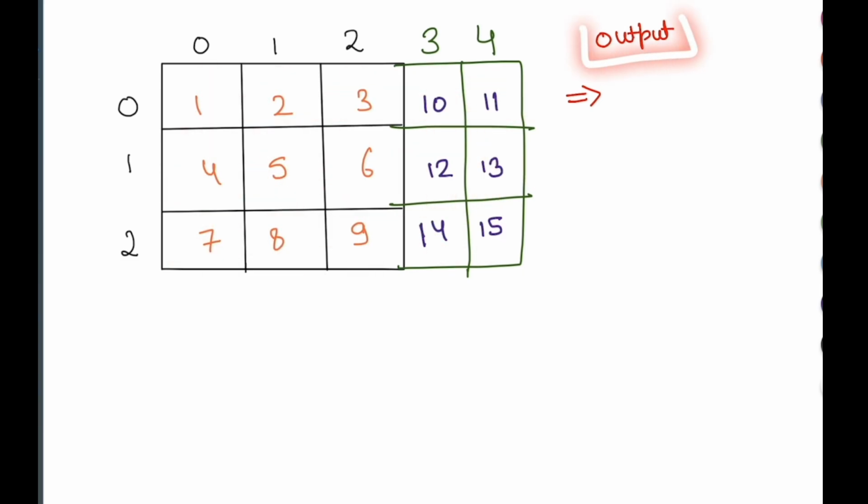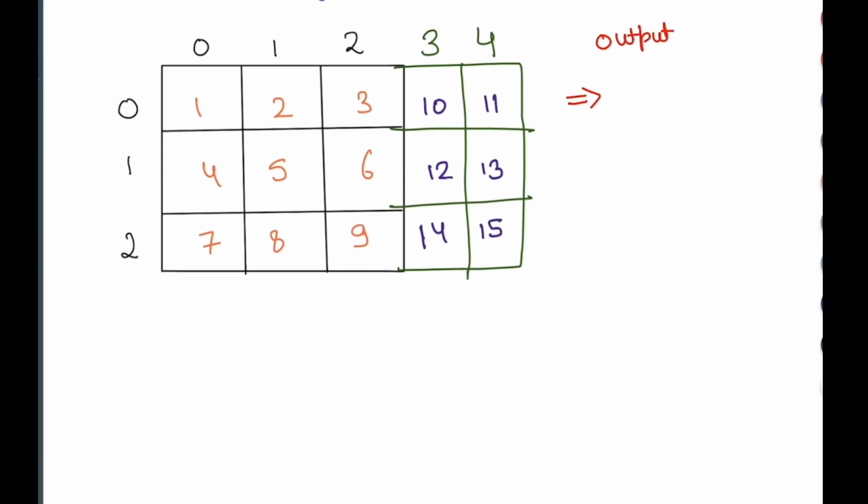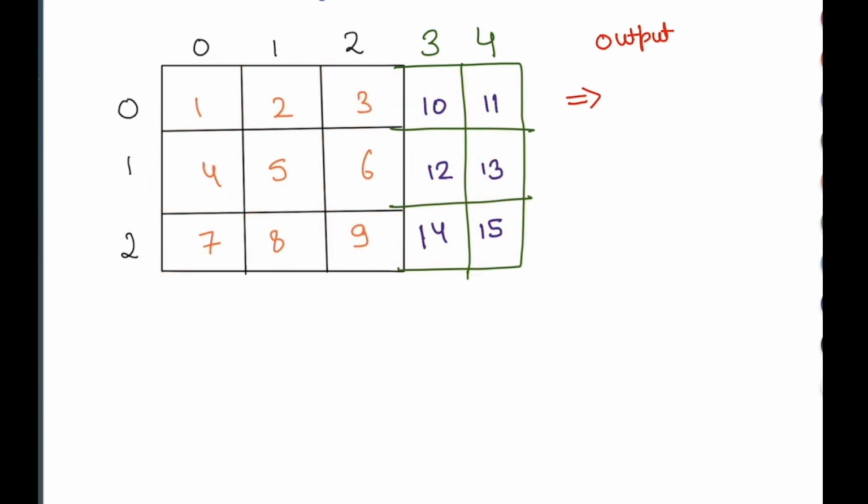The output we need to give is a traversal through the diagonals. And the direction would be: we first go through the first diagonal in the upward direction, then the second diagonal in the downward direction, then the third diagonal in the upward direction, then the fourth diagonal in the downward direction, then the fifth diagonal in the upward, then the sixth diagonal in the downward, then the seventh diagonal in the upwards. So that is going to be our pattern, and it will look something like this.